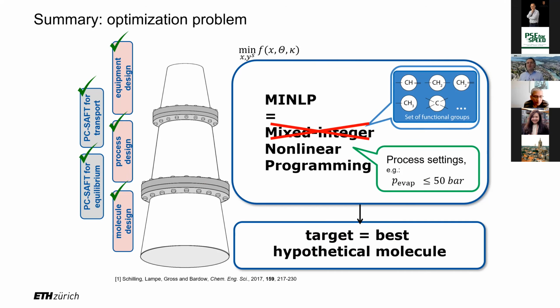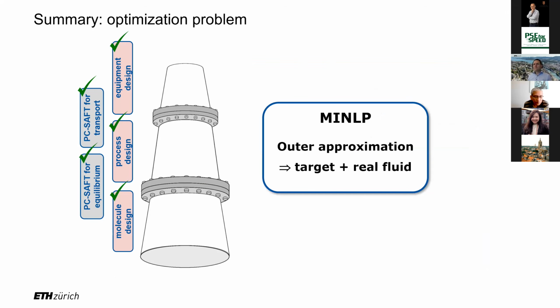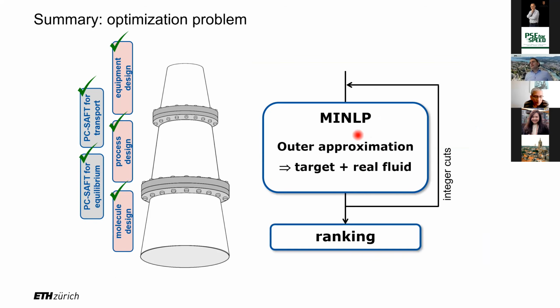And I personally find this information really important because it tells me your process will not be better with any molecule that can even be fitted with PC-SAFT, and that's a lot. Your process will never be better than this performance. So it gives you an upper bound on your performance. Okay. And then we have this target value, and then we usually use standard optimization algorithms. In particular, outer approximation turned out to be very efficient for this formulation. So we solve the mixed integer nonlinear problem. We get a top molecule.